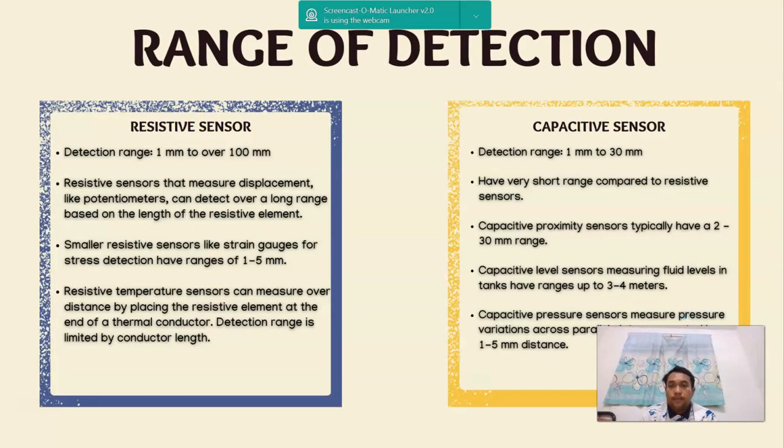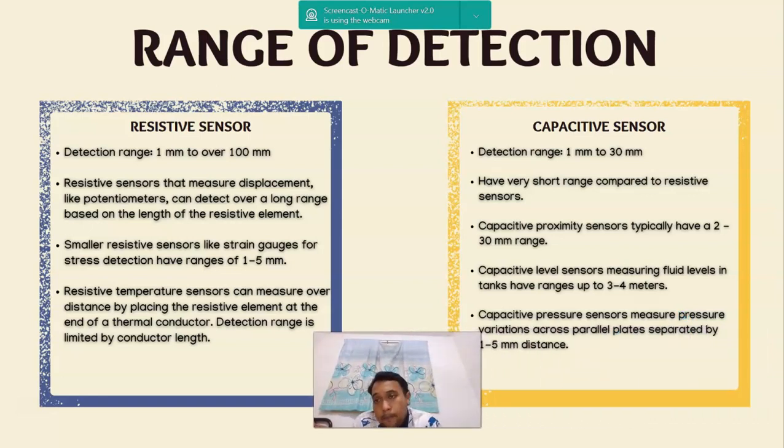For the range of detection for both sensors, first, resistive sensors have a detection range of 1 millimeter to over 100 millimeters. Resistive sensors that measure displacement, like potentiometers, can detect over a long range based on the length of the resistive element. Smaller resistive sensors like strain gauges for stress detection have a range of 1 to 5 millimeters. Lastly, the resistive temperature sensor can measure over a distance by pressing the resistive element at the end of a thermal conductor. Detection range is limited by conductor length.